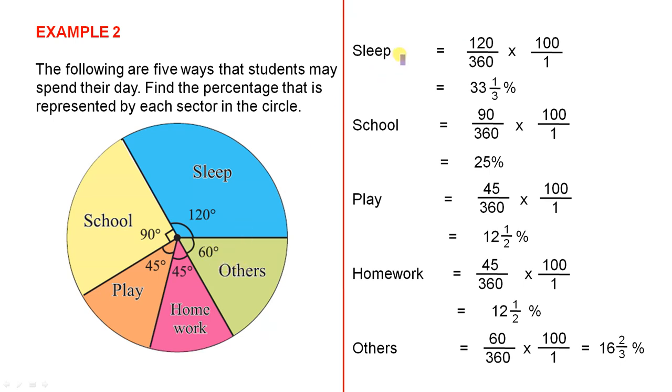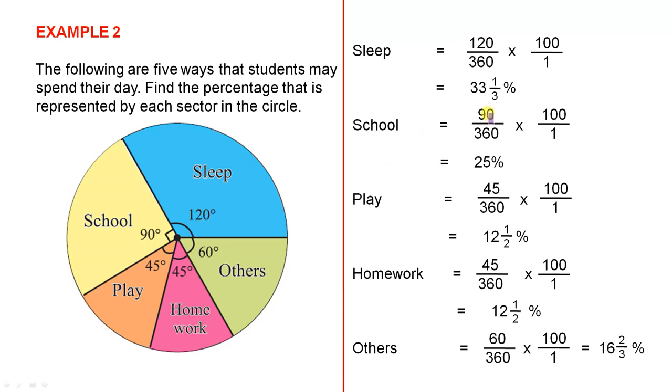So for sleep, we have 120 degrees over 360 degrees times 100 over 1. That represents 33.33% of the total circle. So that sector represents 33.33%. That's what 120 degrees represents.